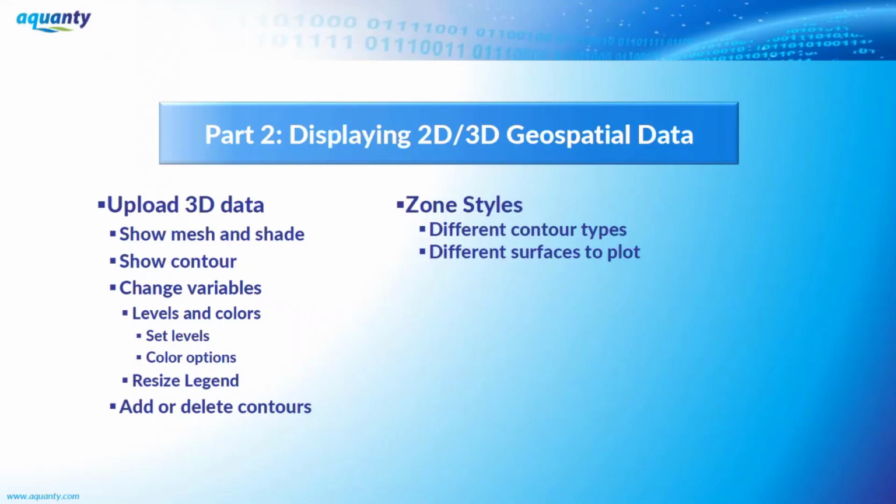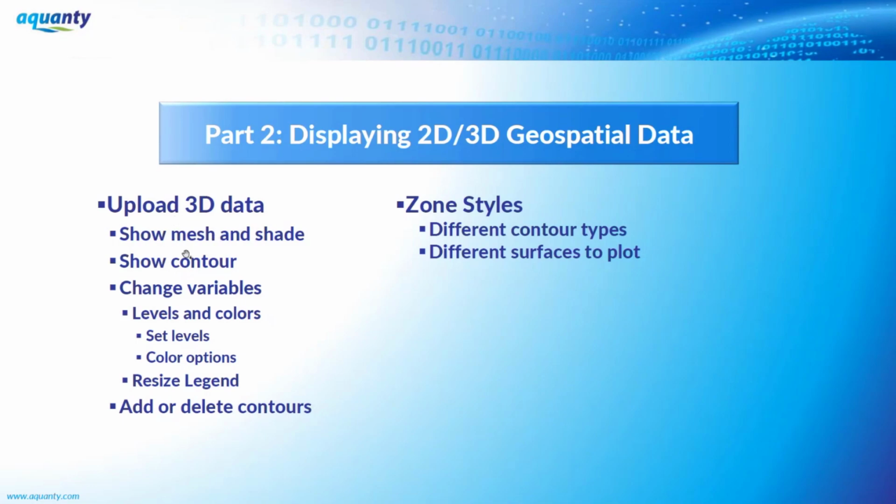We'll go through part 2, which is displaying 2D and 3D geospatial data. How to upload 3D data, how to show the mesh, shade your volume. I think we have a question here. We'll go through the questions after we finish part 2. It should be part 3. By the end of this part, we can actually look at questions and talk about it. We'll talk about uploading 3D data, mesh.